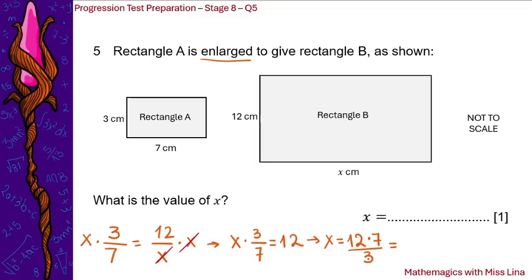We could do this division first. 12 divided by 3 is 4, and 4 times 7 is 28. That means the dimension x should be 28 centimeters in order to keep the proportions in the rectangle.